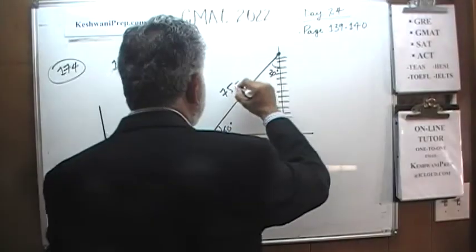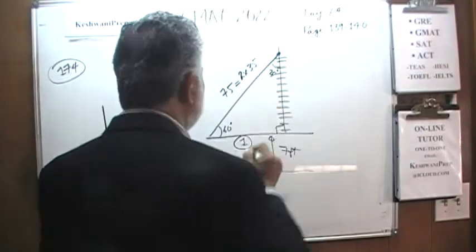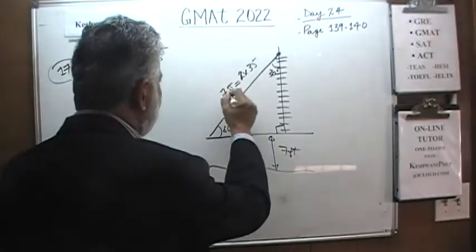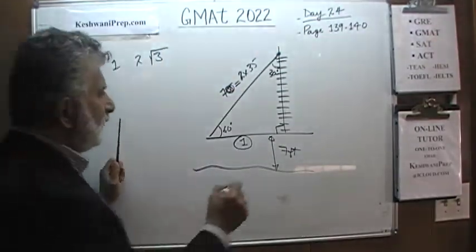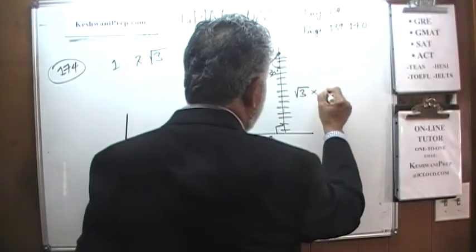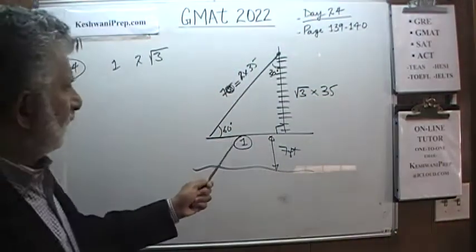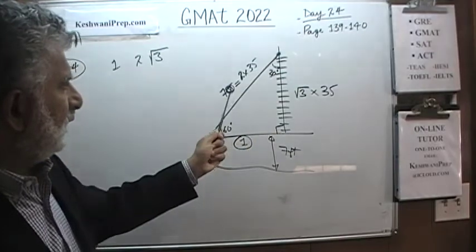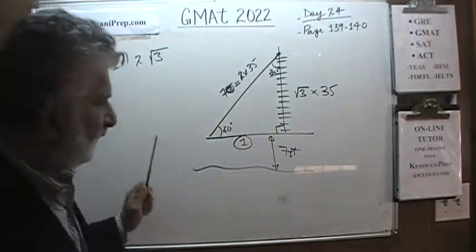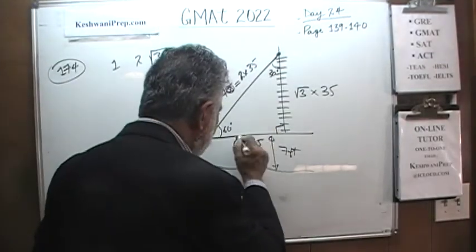That's 2. So that's this side, which is 2 times 35, because it should be 70, not 75. And then square root of 3 is going to come here. It's a 1, 2, square root of 3 multiplied by 35. The smallest side is going to be 35.